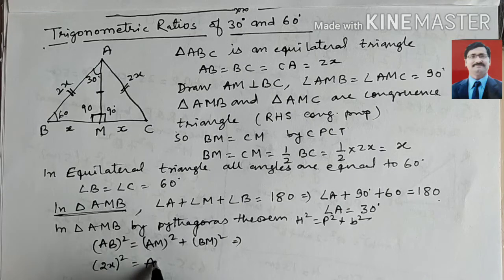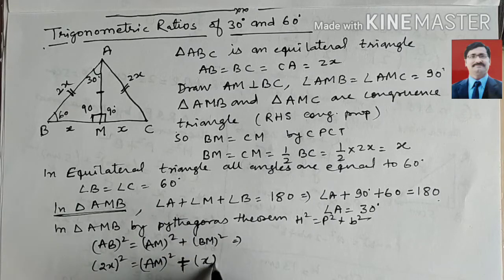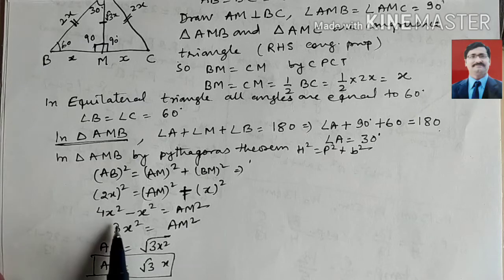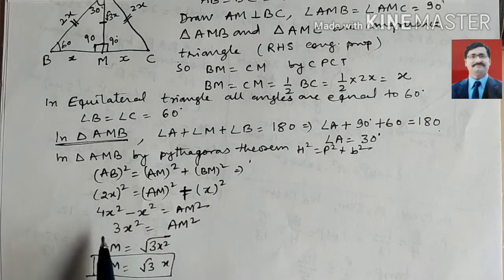AM we have to find, and BM is here x. We get 4x square minus x square equals AM square. 4x square minus x square is 3x square equals AM square. So AM we get root of 3x square, that is AM equals root 3 x.